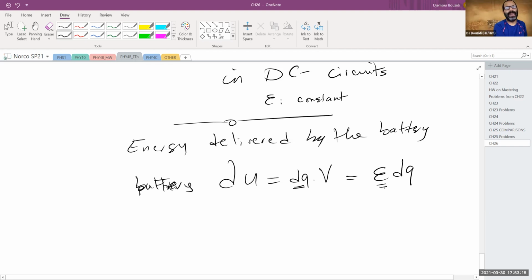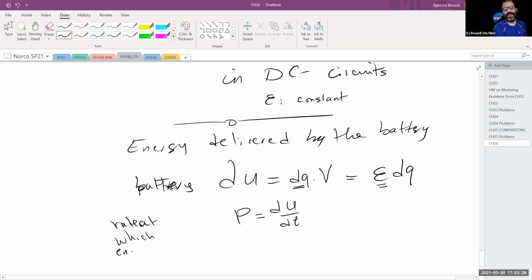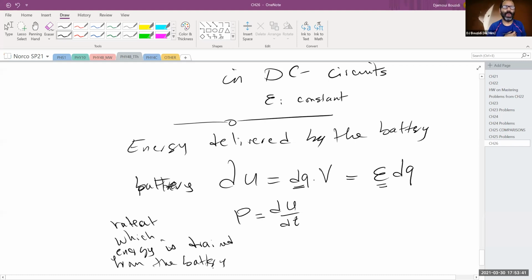We have to fight the EMF of the battery, and that's basically how this expression is. So if I want to find the power, which is dU over dt, this is the rate at which energy is drained from the battery, because at the end of the day, that's what you buy when you go to the store and pay for a battery. You're paying for the energy in it.